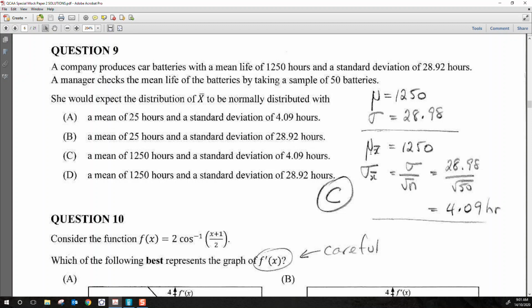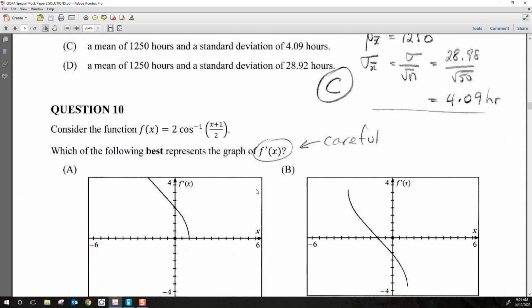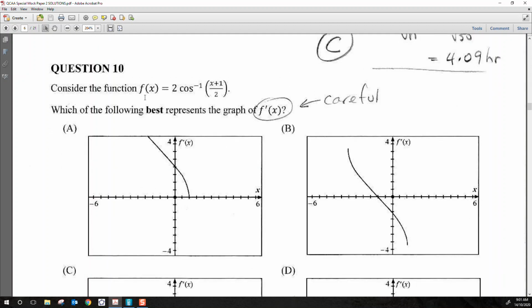Okay, well, the mean of the means should match the population, 1250, so we can pretty much immediately rule out A and B because they've got 25. The standard deviation of the means is given by the formula sigma over root n. That's our sigma, that's root n. I'm not going to show you how to plug that into a calculator, and you get the 4.09, so C is the answer. This one, consider the function 2 inverse cosine of (x plus 1) over 2. Which of the following best represents the graph of derivative f dashed?